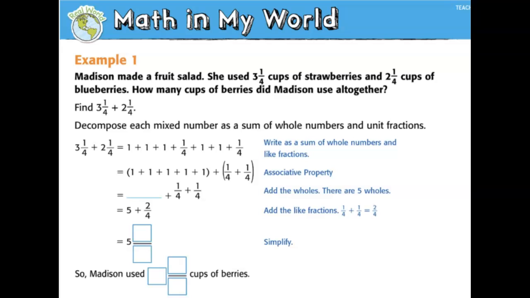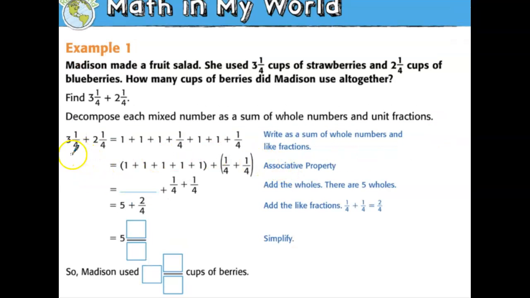All right, well, the first way we could do it is we could decompose each mixed number. Now remember, when we decompose, say 27 would be 20 plus 7. So we're going to decompose each mixed number as a sum of whole numbers and the unit fractions. So let's take a look at 3 1/4, okay? That's going to come out to 1 plus 1 plus 1 plus 1/4. Think about it. 1 plus 1 plus 1 is 3, plus 1/4.